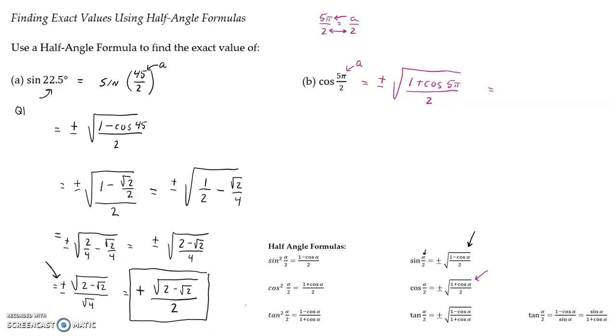You can do cosine of 5 pi on your calculator. That should give you a -1. And so this is going to give us plus or minus square root of 0 over 2, which is the same thing as saying plus or minus square root of 0. So our final answer here as an exact value for this question is going to be 0.